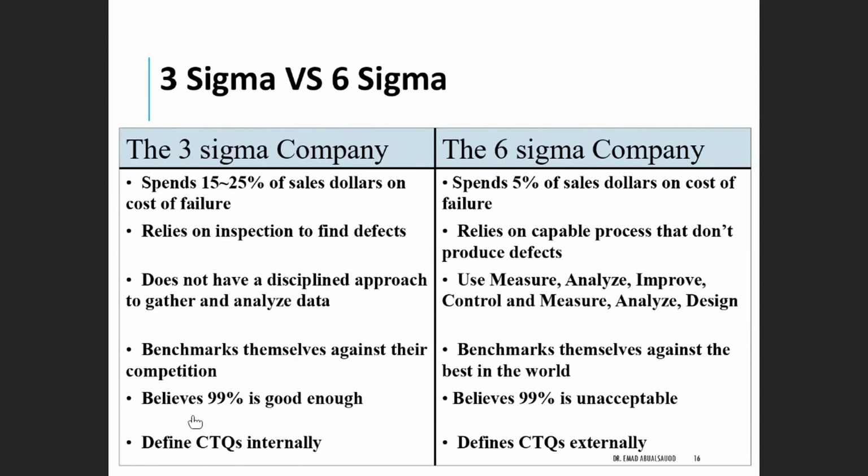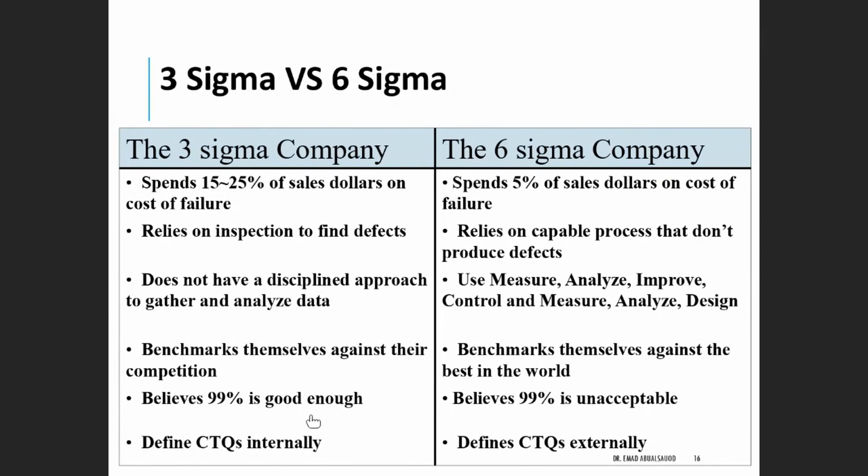The Three Sigma company believes 99% is good enough. The Six Sigma company believes 99% is not acceptable. And definitely 99% is not acceptable if you apply it to 1 million transactions or 1 million products. You will see the amount of defects coming out of them is huge, so that you cannot deal with an organization performing at this level, 99%.